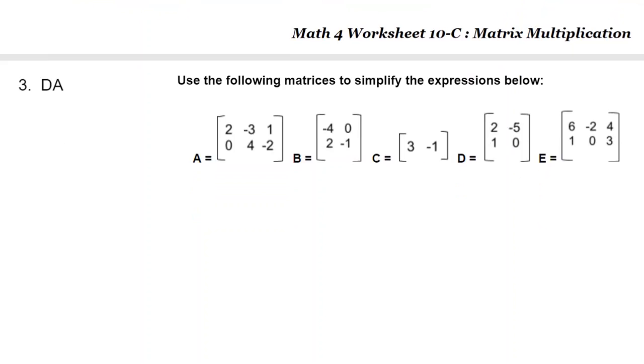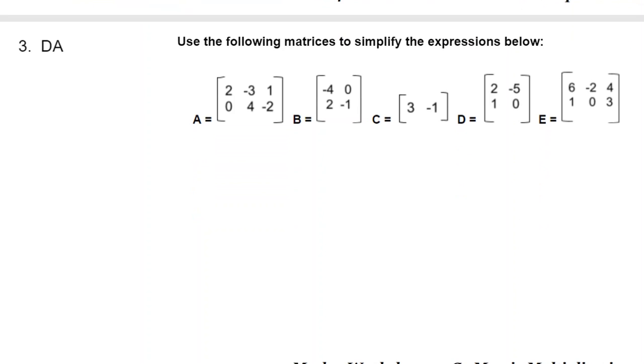Okay. D times A, this one I am definitely going to want to rearrange. Now, this is a 2 by 2. This one is 2 rows and 3 columns. The inside 2's match, and we're going to get a 2 by 3 just like A.